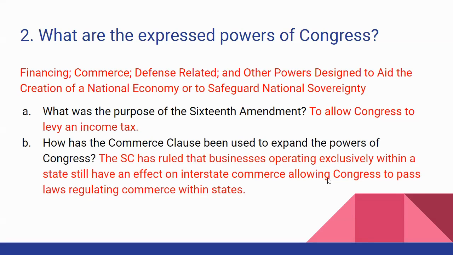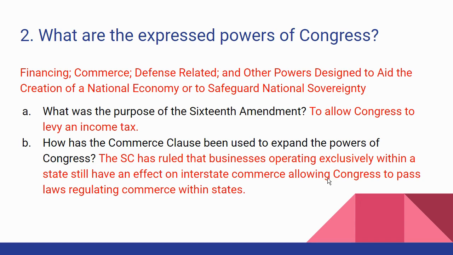The second sub-question is, how has the Commerce Clause been used to expand the powers of Congress? That's a very interesting question, because most of what Congress does these days, they put under the Commerce Clause. The Commerce Clause says that they can regulate interstate commerce. Now, interstate means between one state and another. Intrastate would be within the state. So technically, the Constitution only empowers Congress to regulate trade from one state to another, but not within a particular state. But that clause has been so broadly interpreted by the Supreme Court. You see where I have SC there, that means Supreme Court. The Supreme Court has ruled that businesses operating exclusively within a state still have an effect on interstate commerce, allowing Congress to pass laws regulating commerce within states.